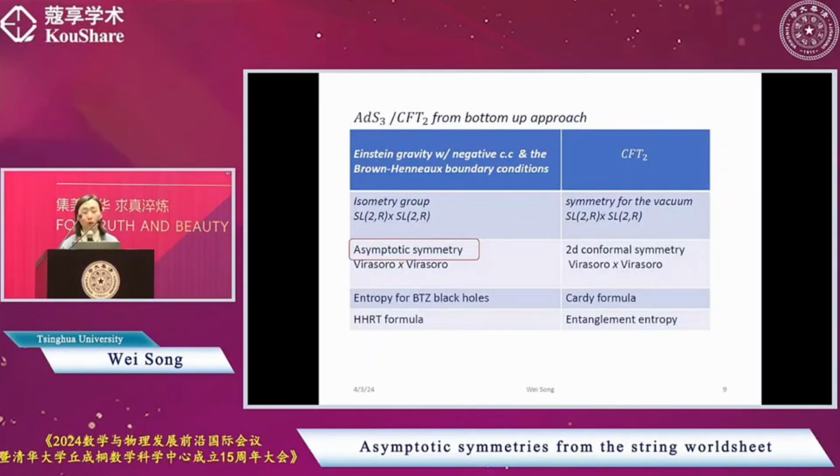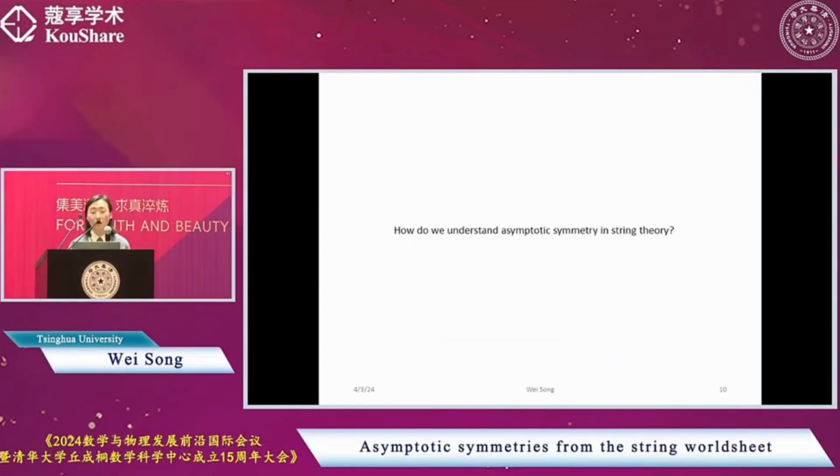Furthermore, you can study black holes in this theory and find that indeed the entropy in Einstein gravity can be reproduced by the entropy formula from that of a 2D conformal field theory. So this is all from this bottom-up approach without using string theory. Now, how do we see this asymptotic symmetry in string theory? This is the question we want to answer.